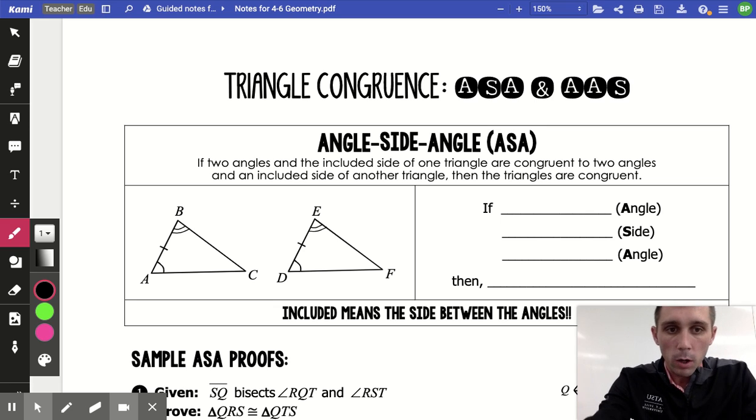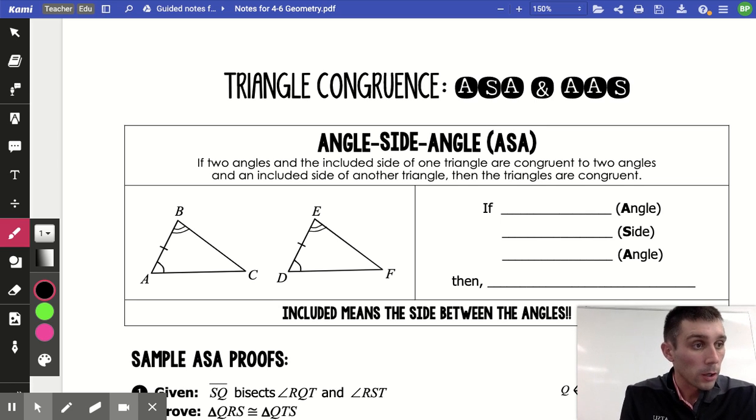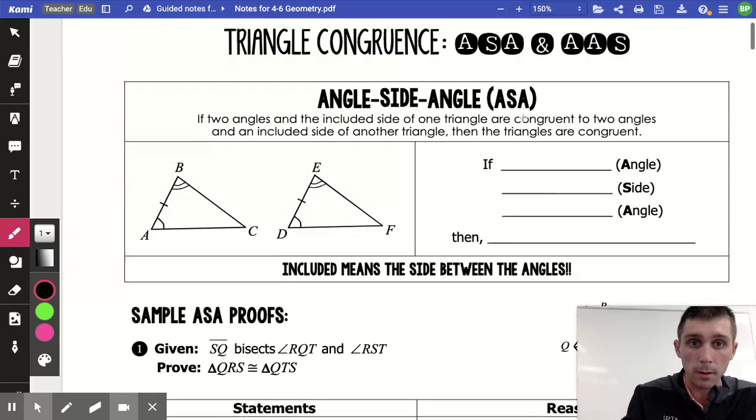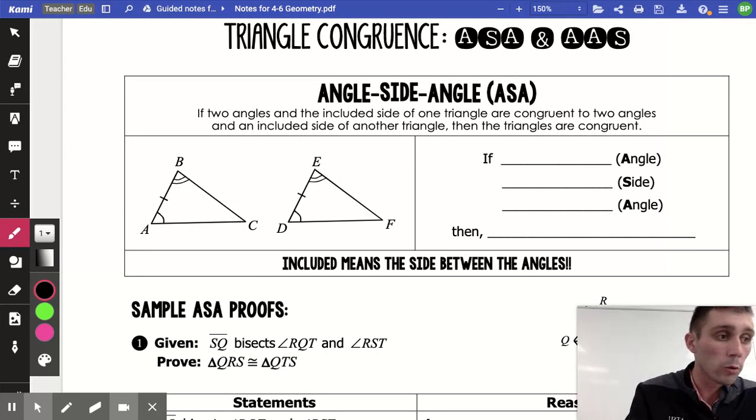All right, guys. So we're about to finish up this unit with congruent triangles. We're actually on the last lesson here with angle side angle, side angle angle, and hypotenuse leg. So, triangle congruence. We talked about side side side and side angle side. So we're going to talk about three more today, and then we'll be done with congruent triangles.